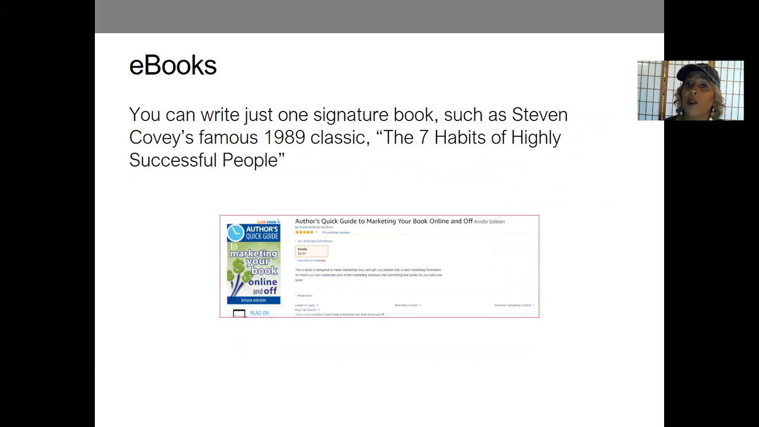And also, it could be your signature book. Obviously Stephen Covey's famous classic book, The 7 Habits of Highly Successful People. From there, he became the Authorpreneur star darling, right? That was his signature book.